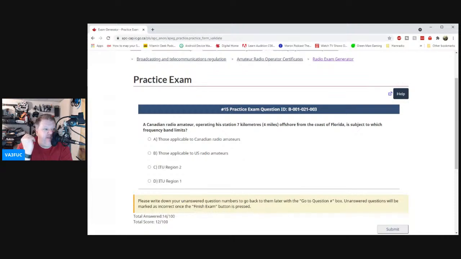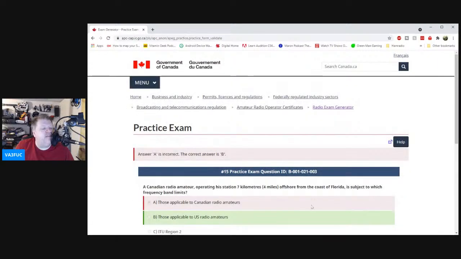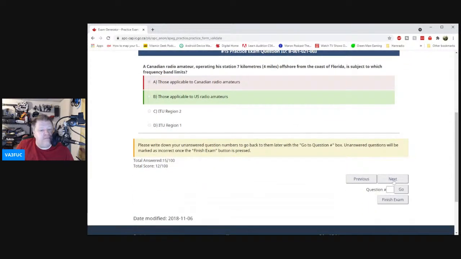This is actually an answer in one of the books where they talk about the reason for this. I'm trying to remember what the answer was. I think because I selected U.S., it said no because those are applicable to Canadian amateur radio operators. I want to say probably it's A. That's the first answer that comes to my mind, but I could be wrong. Could be Region 1. But let's have a look. It's B. Those applicable to U.S. amateurs. That is interesting. Okay, now I know that. Next.